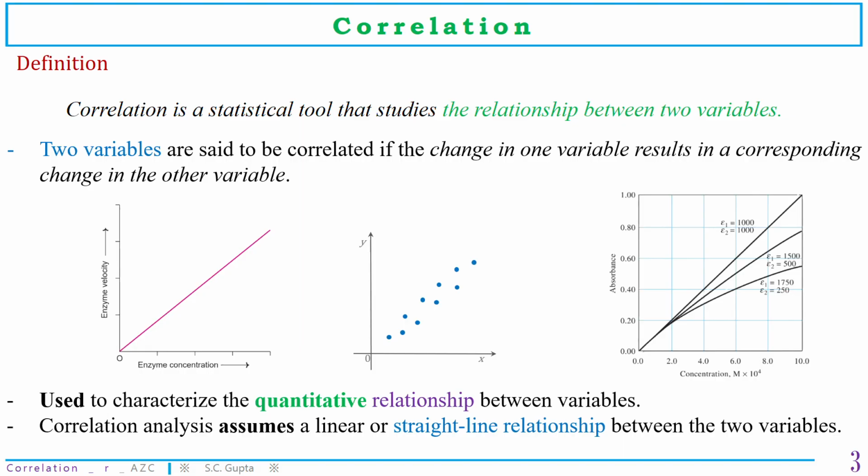Correlation is used to characterize the quantitative relationship between variables. Correlation analysis assumes a linear or straight-line relationship between the two variables.